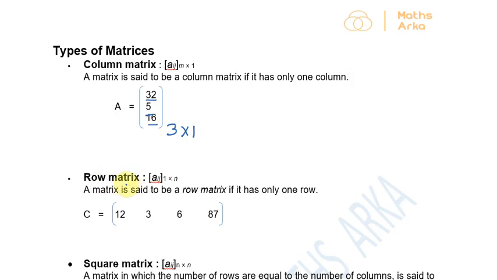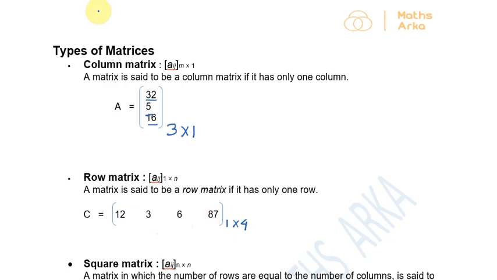Similarly we have the row matrix. A row matrix has just one row. It could have any number of columns, 1, 2, 3, 4. In the example we have shown 4 columns, so the order would be 1 cross 4, and this is what we have, the row matrix.